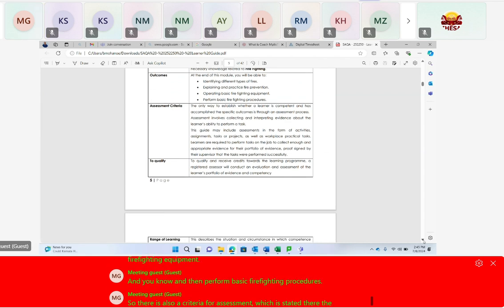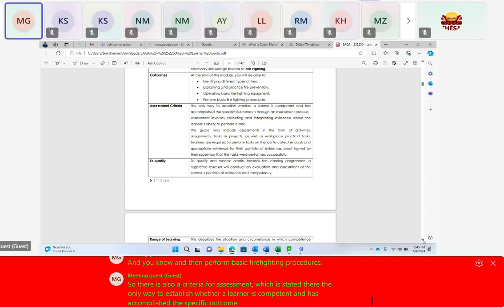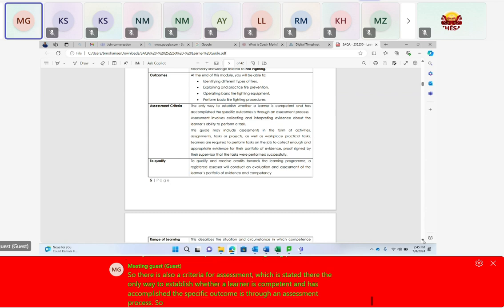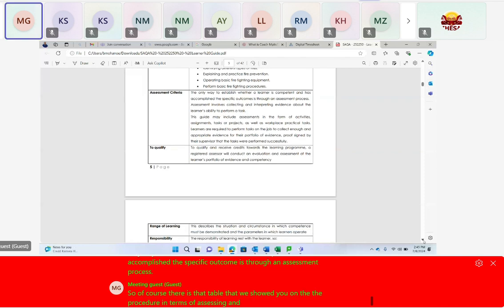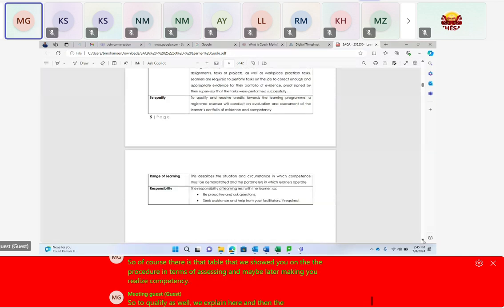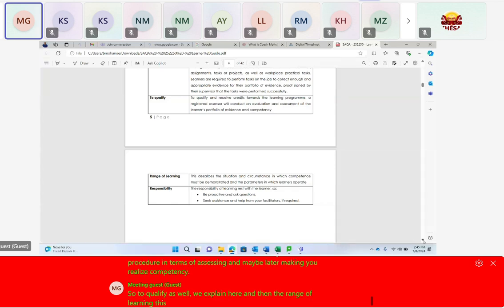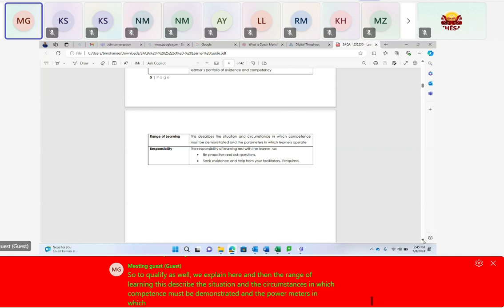The only way to establish whether a learner is competent and has accomplished the specific outcome is through an assessment process. So, of course, there is that table that we showed you, the procedure for assessing and maybe later making you realize competency. So to qualify as well, we explain here. And then the range of learning. This describes the situation and the parameters in which learners operate.